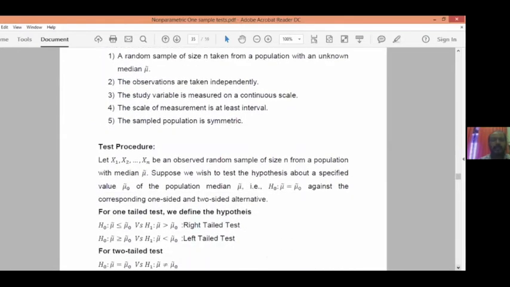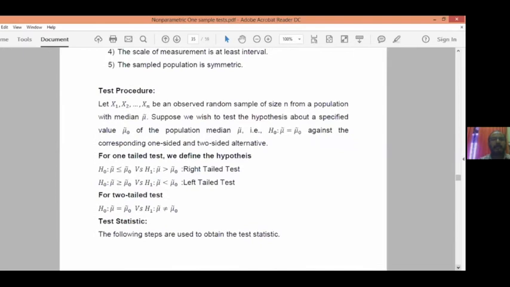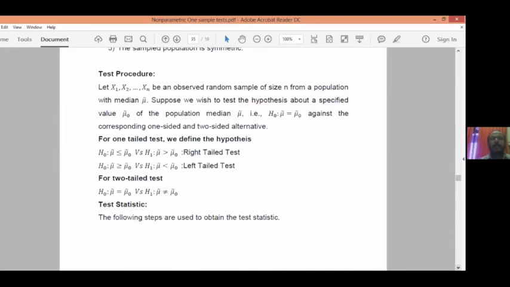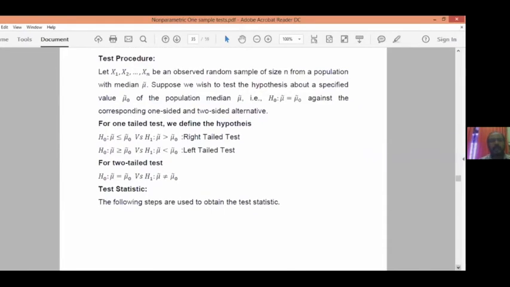The test procedure is given here. Let x1 to xn be a random sample of size small n from a population with median mu curl. Suppose we wish to test a hypothesis about the specific value of the population median against the corresponding one-sided or two-sided alternatives. The one-sided alternative is defined here, and the two-sided alternative is also defined. You can see here, and the steps are followed to find the test statistic.